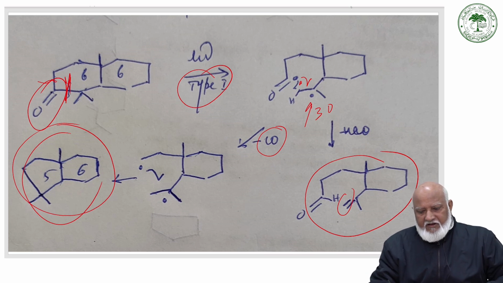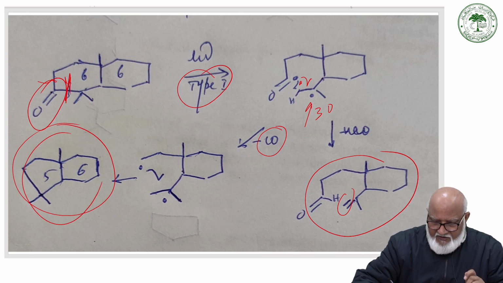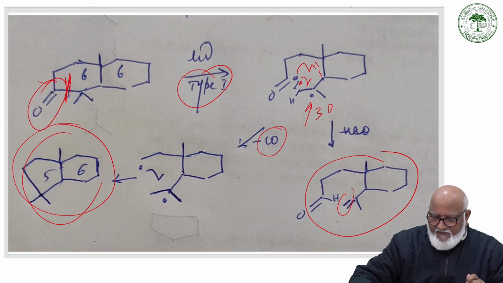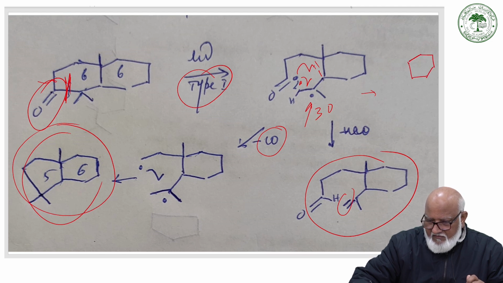This acyl radical might abstract a hydrogen atom from here as well to generate a radical here, and then of course this is a radical here as well, and then this will combine to give a double bond. So there is also the possibility that this may give this as one of the products.